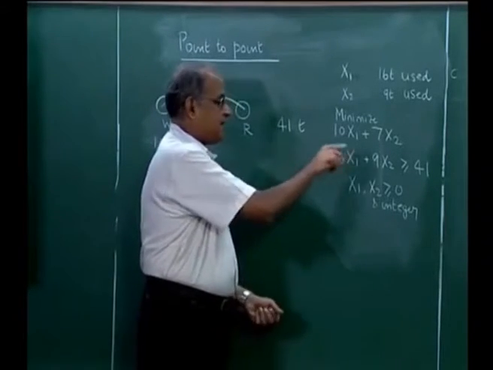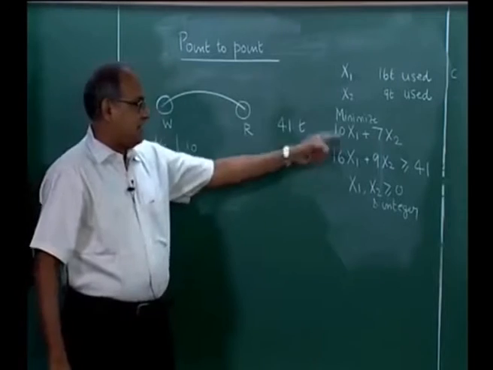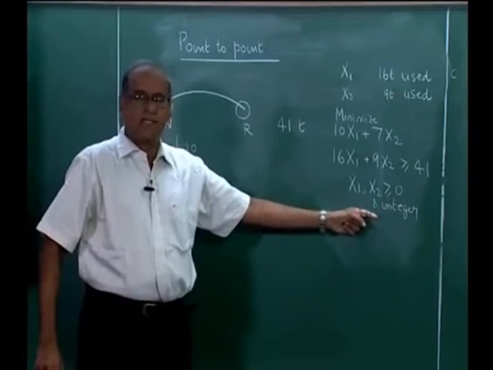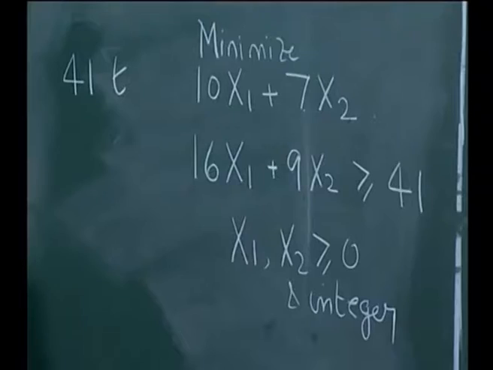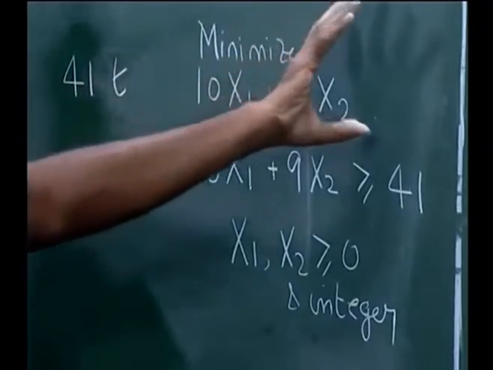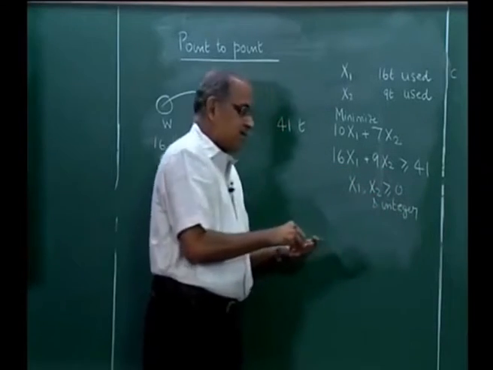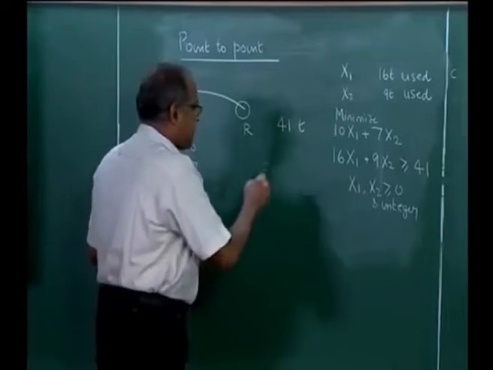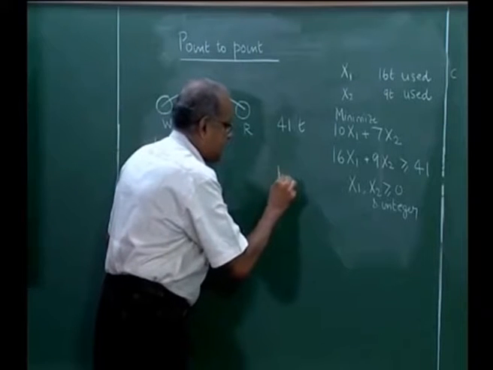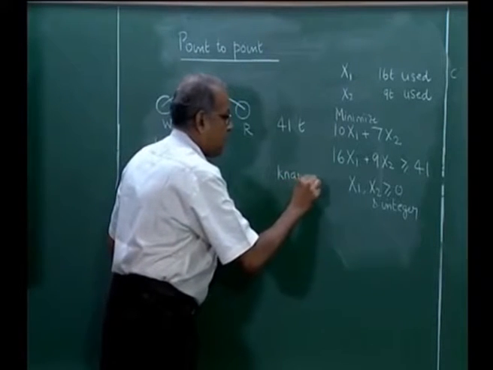So, this is a single constraint integer programming problem, all integer problem, because both x1 and x2 will have to be integers. So, there is an objective function that is to be minimized, there is a single constraint and it is all integer. Now, this problem is called a single constraint knapsack problem.